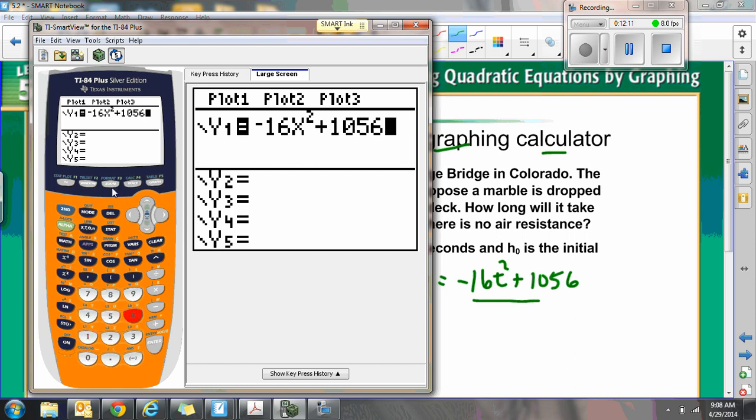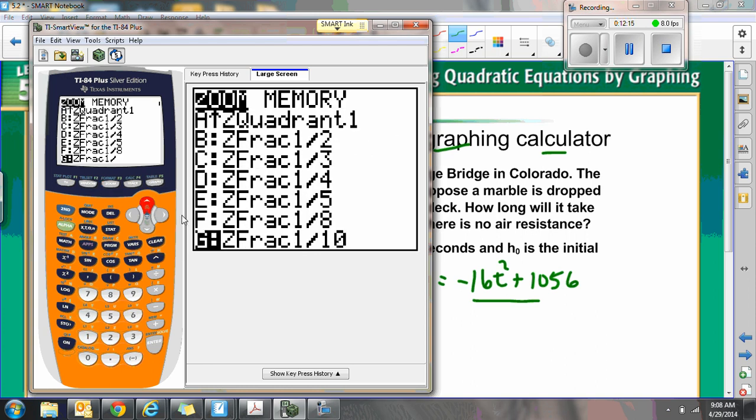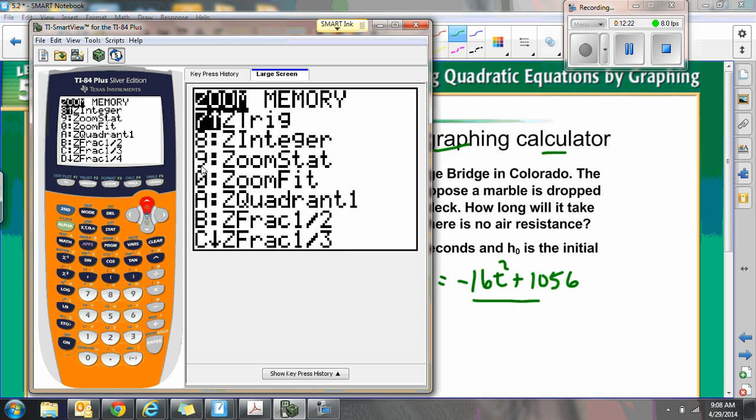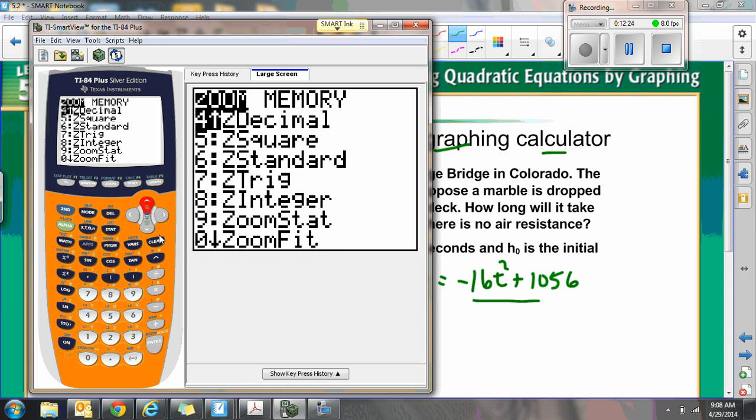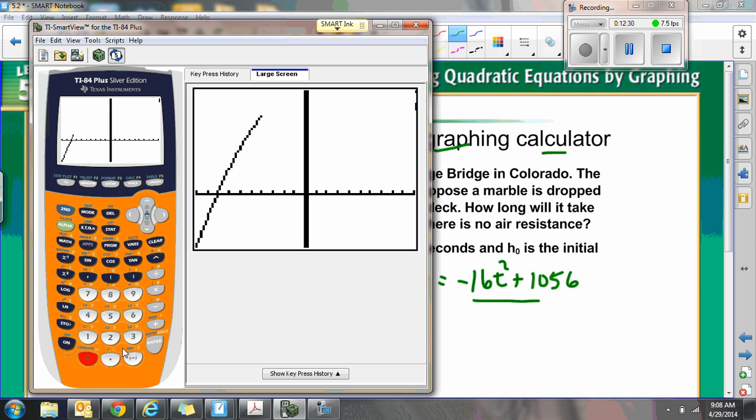Now, before I graph it, I know it's not going to fit on my screen. So what I'm going to do is hit zoom, and come here to zoom fit. Oh, we went right past it. So zoom fit is a 0. And what that does is it takes my entire graph and makes it fit in the window. So I don't have to worry about zooming in and zooming out. It's all right there. So here's the scenario.